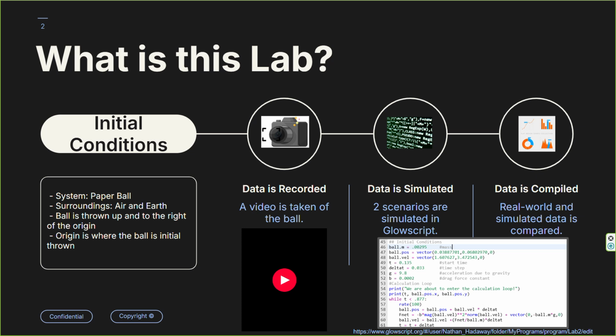We defined the system as the paper ball, the surroundings as the air producing a drag force on the ball, and the earth producing a gravitational force on the ball. You can see at the bottom of the screen the video that we recorded when we did the experiment.